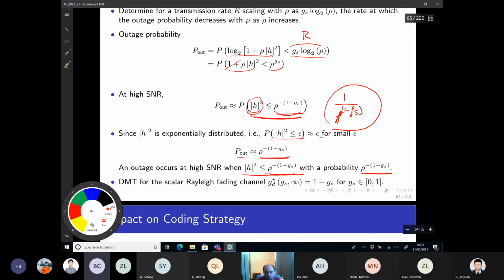So if GS is equal to 0, you're going to have 1 over rho. If GS is equal to 1, you're going to have rho to the power 0. So in other words, you're going to have something that is constant. If GS is equal to 0, you're going to have an outage probability that will decrease as 1 over rho. If GS is equal to 1, you're going to have an outage probability that will be a constant. So this is what it means. GS tells you how fast you want to increase the rate with the long-term SNR. And what you see is that if you want to increase the rate very fast, GS is equal to 1.